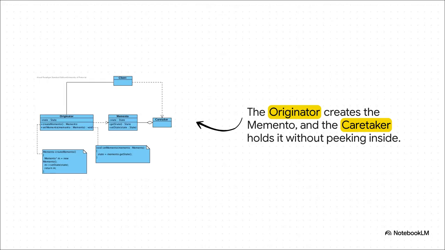Okay, so here's what that looks like in a more technical diagram. Now, don't get hung up on all the boxes and arrows. The big idea is exactly what we just talked about with the artist and curator. The originator, the painting, is the only one with full access to what's inside the memento. The caretaker, our curator, holds the memento, but to them, it's just a black box. They can't peek inside. This strict separation of duties is the secret sauce that keeps encapsulation safe.